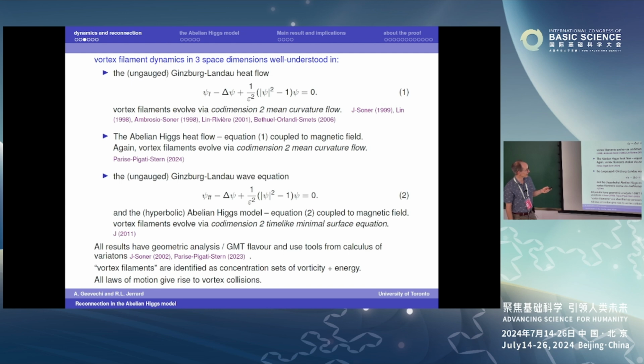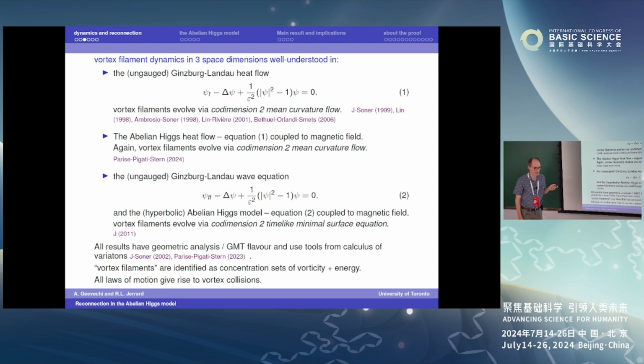And so I would say this is well understood in, okay, I'd call this the ungauged Ginzburg-Landau heat flow. So these first two are heat equations. The second example is the first example coupled to an electromagnetic potential. And in both cases, it's known that vortex filaments persist and evolve.